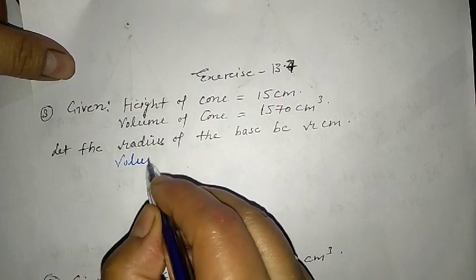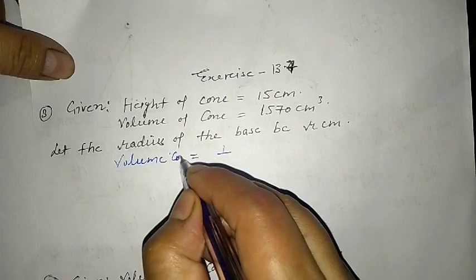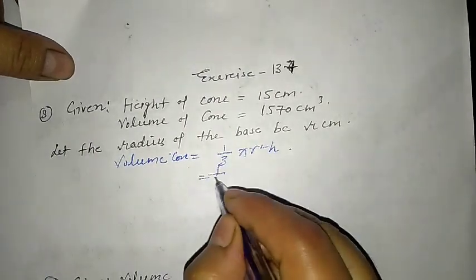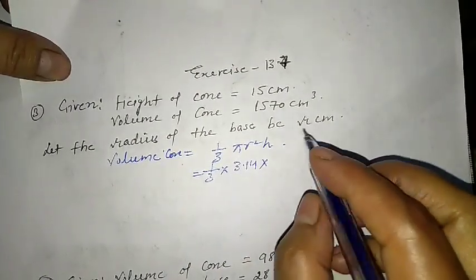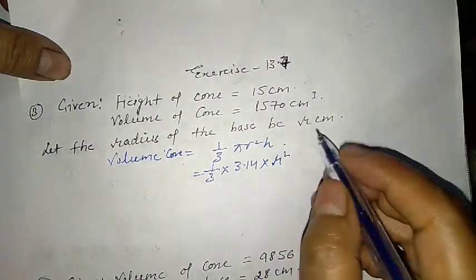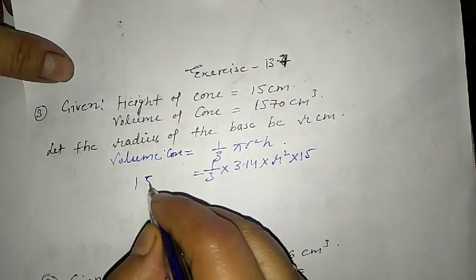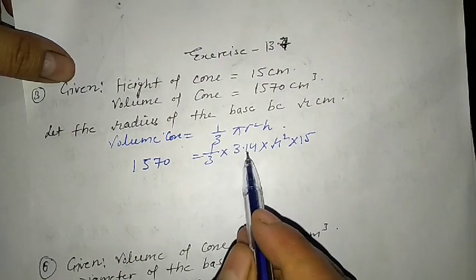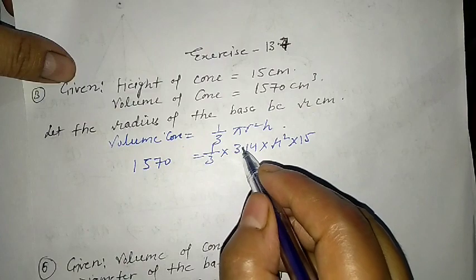Volume of cone is equals 1 upon 3 pi r square h. So 1 upon 3, 3.14. R we have to find, and the height is given 15 and the volume is given 1570. So we can transpose this, or we can remove the decimal also if you want. So this we can remove.